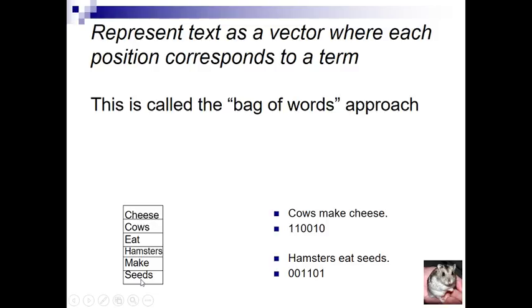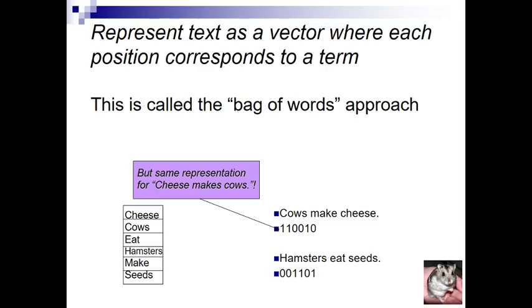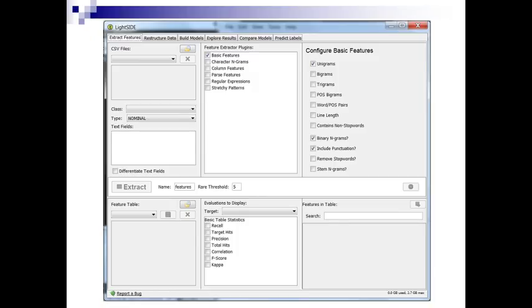So what we do is we lose the notion of order, how many times a word occurs, or structure in the text. Lots of information is lost, but for some kinds of distinctions, the information that's preserved might be important. You can see here, for example, you won't be able to distinguish between cheese makes cows and cows make cheese because you lose the order information. And there are other things we lose as well. So let's just keep that in mind.